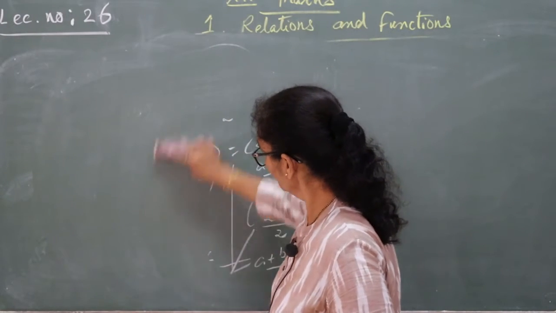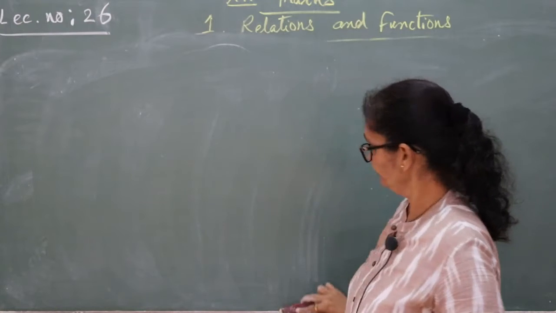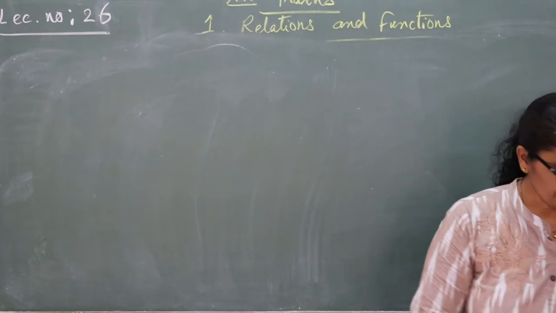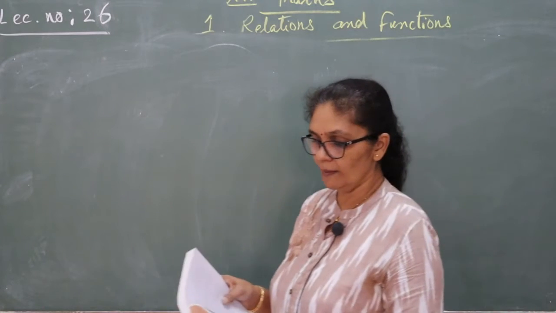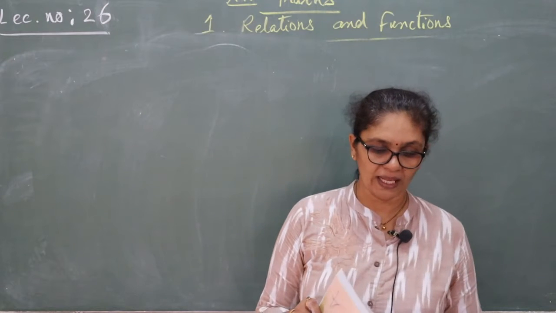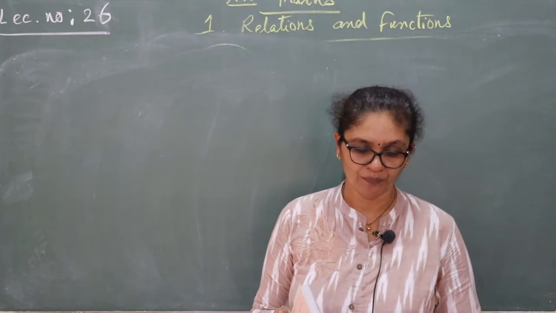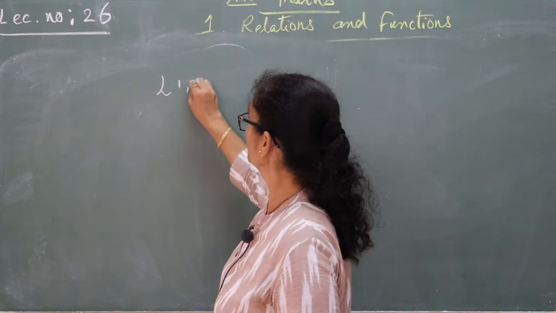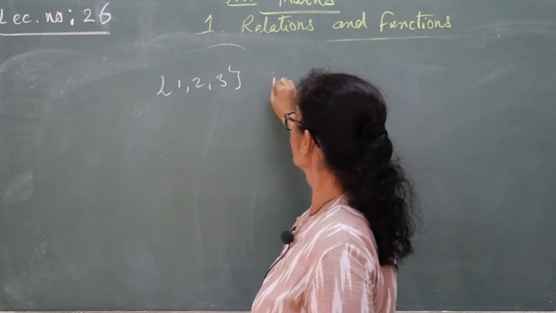Now let's come to the 46th question. Read the question: find the number of all one-one functions from A, which is {1, 2, 3}, to itself. Okay, now first thing, {1, 2, 3} to itself.